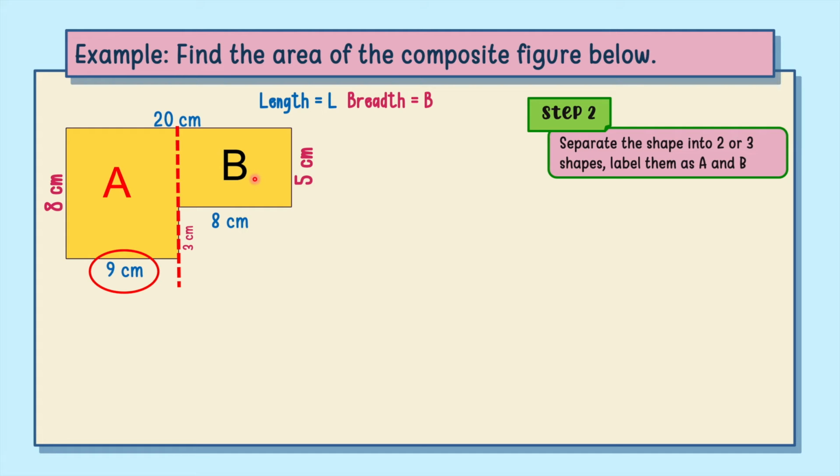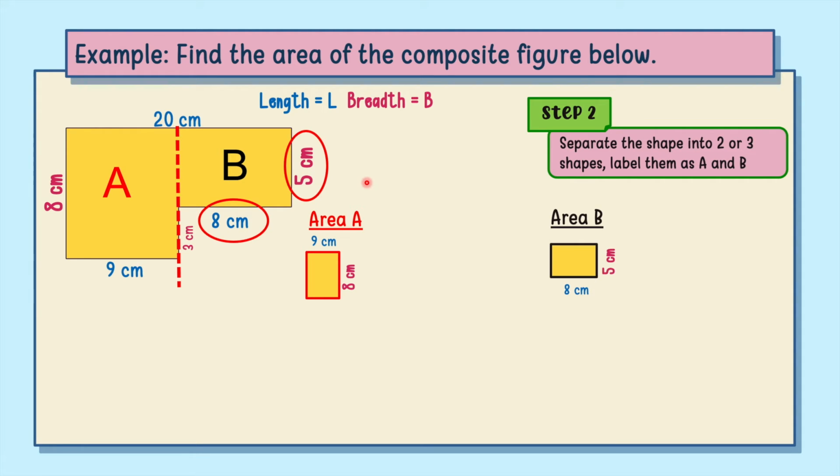So let's look at area A first. For area A, the length is 9 centimeter while the breadth is 8 centimeter. So I can write this down as area A, and I have the shapes here, so it is easier for me to see. Next, we're going to look at B. For B, the length is 8 centimeter and the breadth is 5 centimeter. So for area B, I will write it down here, 8 centimeter and 5 centimeter.